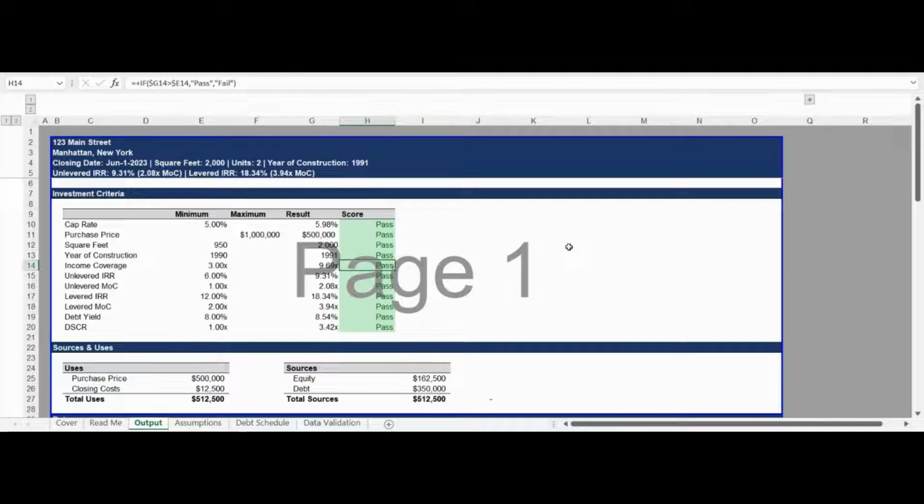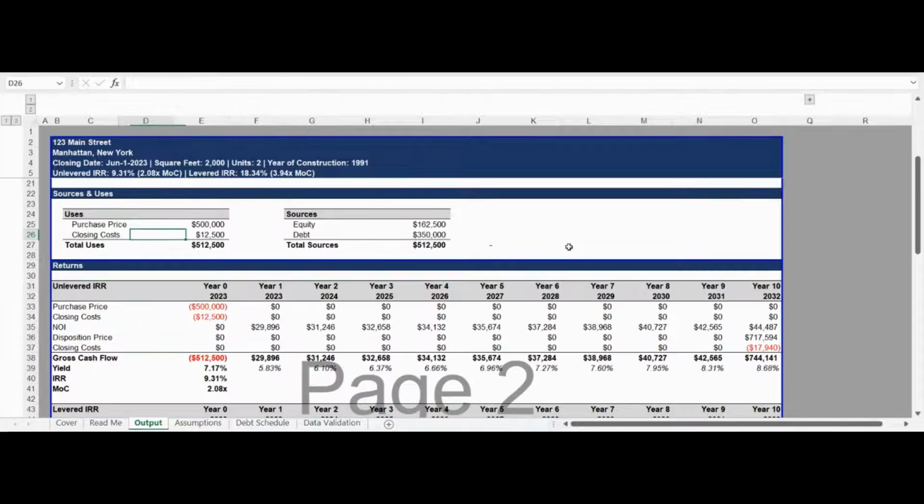We required a levered IRR of at least 12%, and the pro forma is showing this property could deliver a levered IRR above 18%. The pro forma also shows a debt service coverage ratio close to 3.5 times, which well exceeds our criteria of at least 1 time coverage. Following the investment screening results, a sources and uses table is generated showing the allocation of funds during purchase and the sources of financing for the investment.